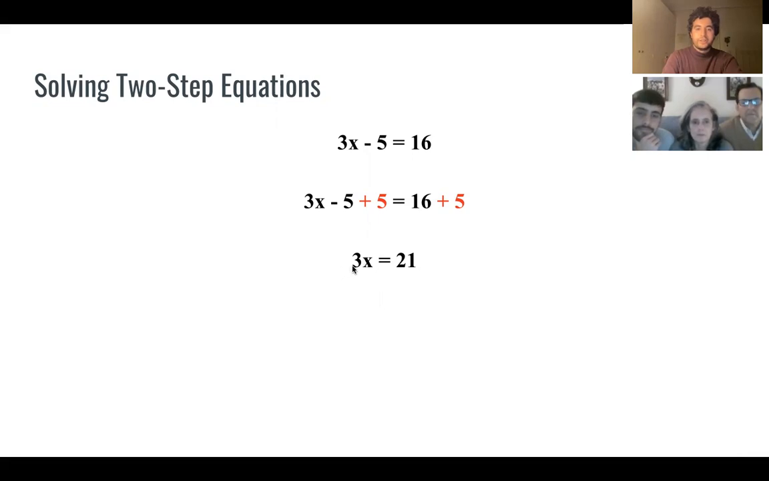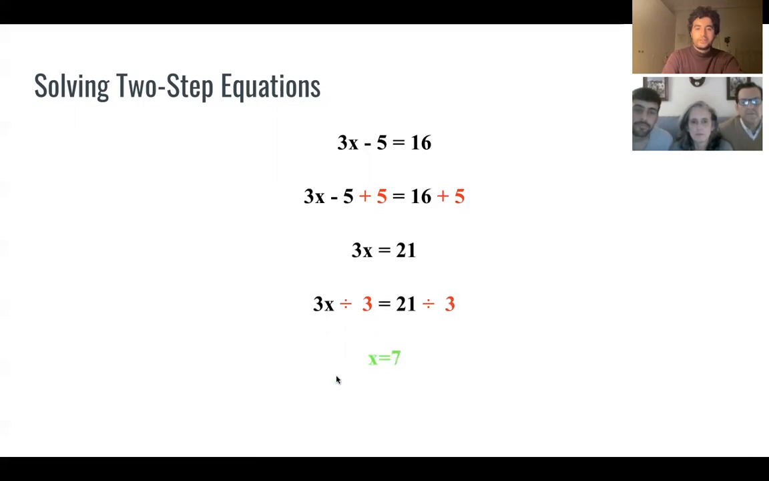So what you need to do here, 3x means the same thing as 3 times x. So in order to get x by itself, you need to then divide by 3. To keep the equation balanced, you also need to divide by 3 on the other side. So what you get is 3x divided by 3 equals 21 divided by 3. And then if you divide both sides by 3, you get the final result of x equals 7.